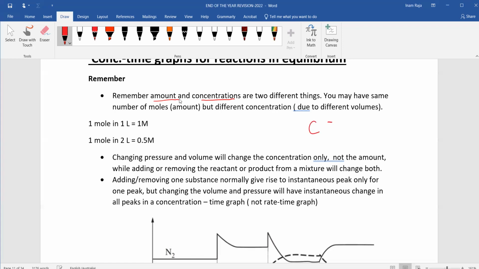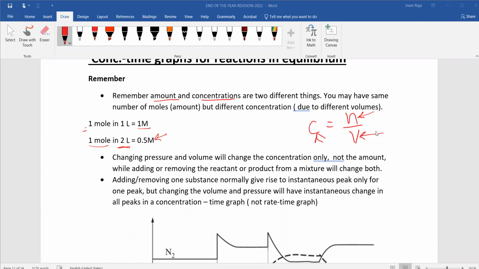Remember that concentration is equal to n over V. Even if you keep the amount the same, the number of moles does not change, but you halve the volume or double the volume, and the concentration will change. So 1 mole in 1 liter is one concentration, but the same 1 mole in 2 liters is a different concentration. So the amount is the same, but the concentration is different.